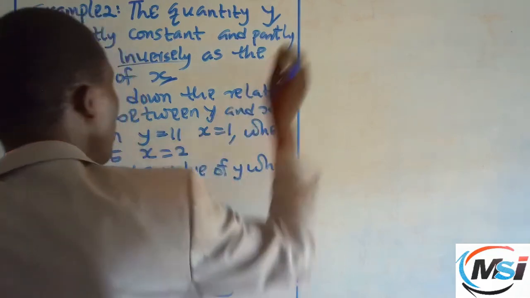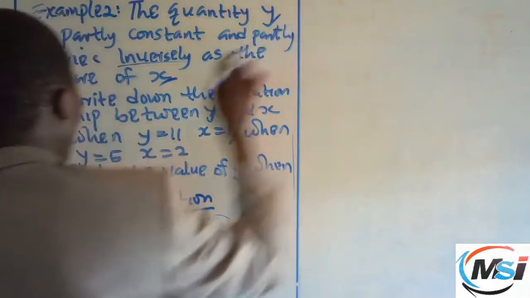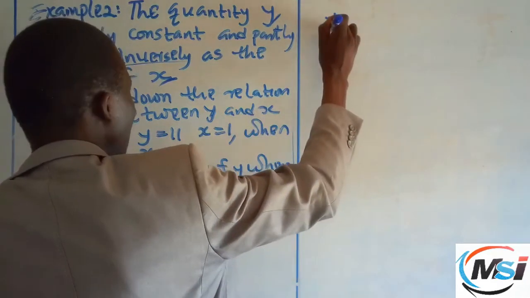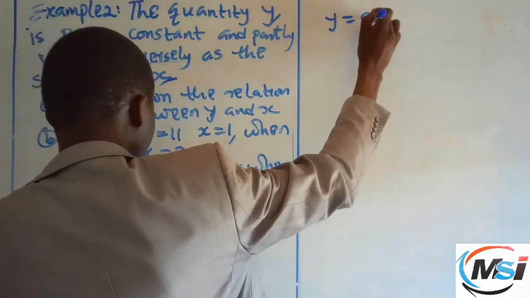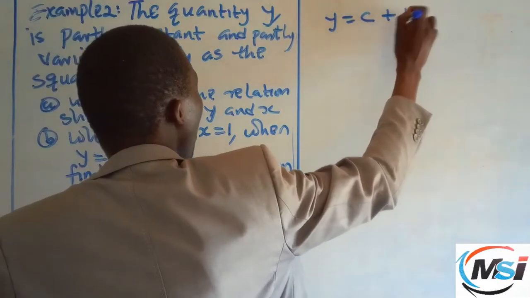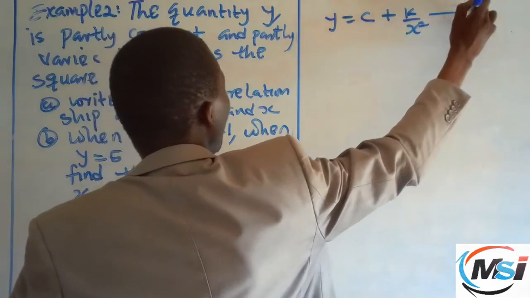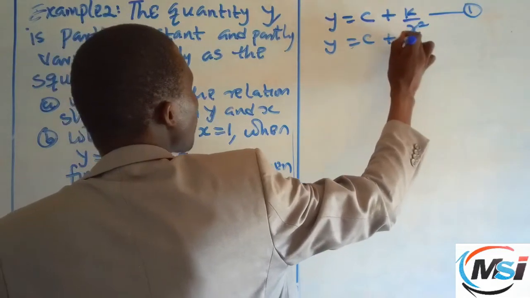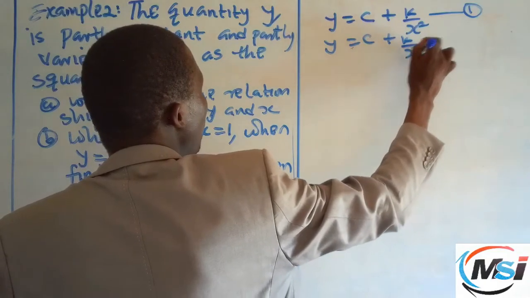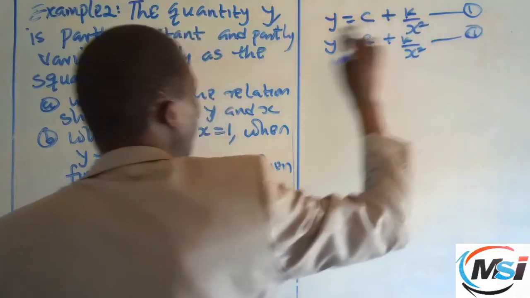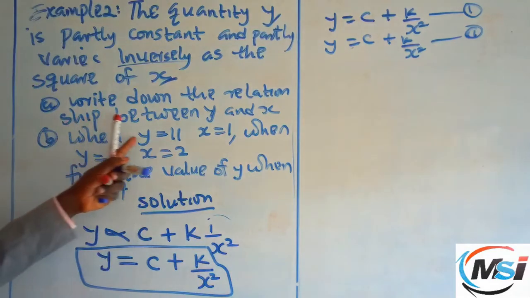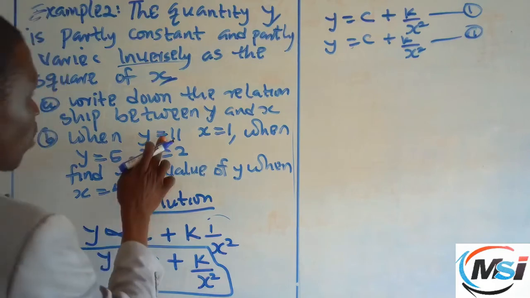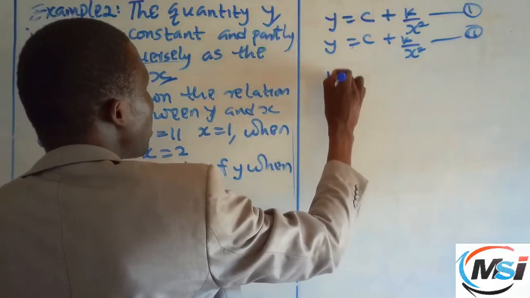The first thing to do is y. Y is given to us as 11. So you can say y equals c plus k all over x squared. Equation 1. Y equals c plus k all over x squared. Equation 2. So when y equals 11, put 11 here.